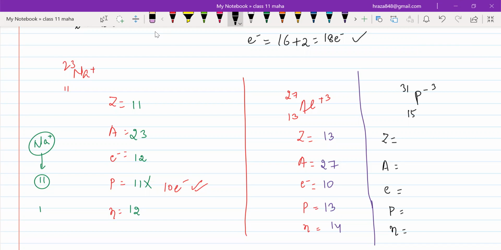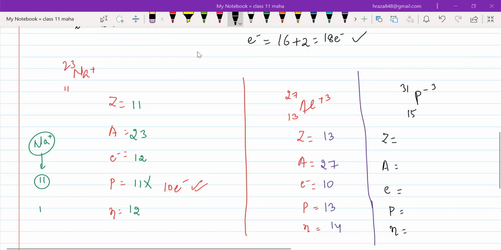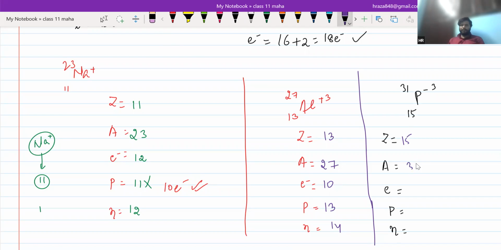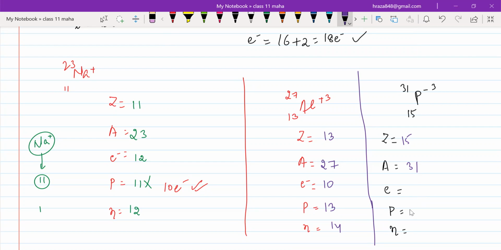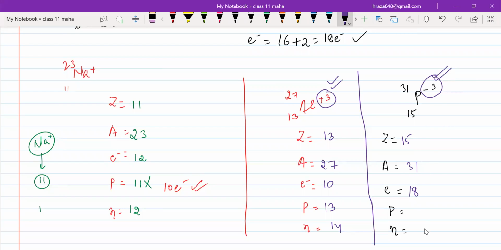Z is 15. A is 31. Electron is 12. That is the wrong answer. At least you should see the charge. Plus 3 means it loses 3 electrons. Minus 3 means it gained 3 electrons. So it will be 18.